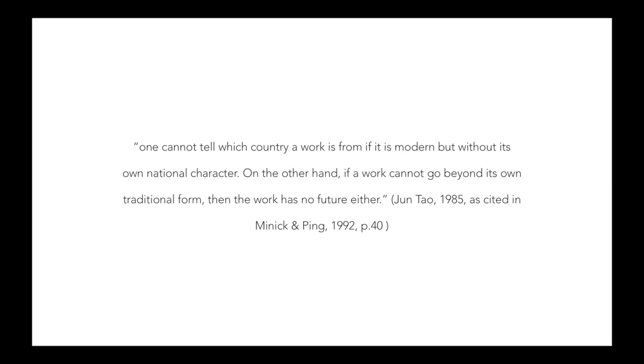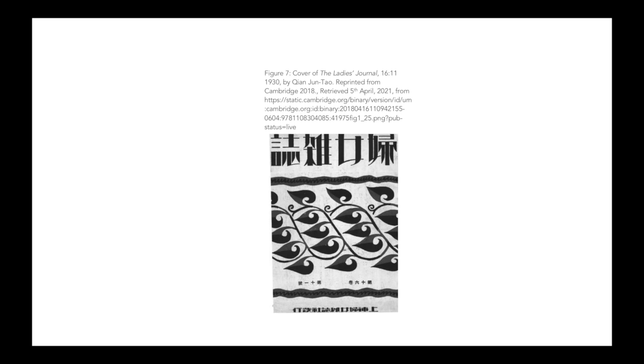On the other hand, if a work cannot go beyond its own traditional form, then the work has no future either. Another example of Jun-tao contributing to modernization can be found in his cover for the Ladies' Journal in 1930. For some, the Chinese characters here resemble Japanese characters, but Jun-tao translated his pseudonym from his native Zhejiang dialect to an Esperanto version, resulting in type which appears European.